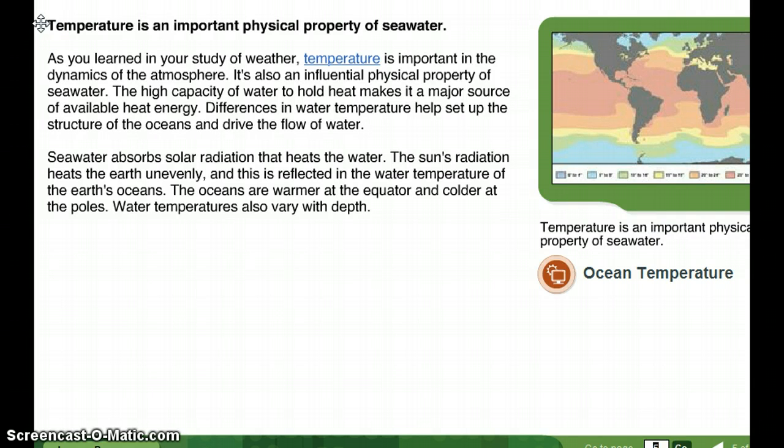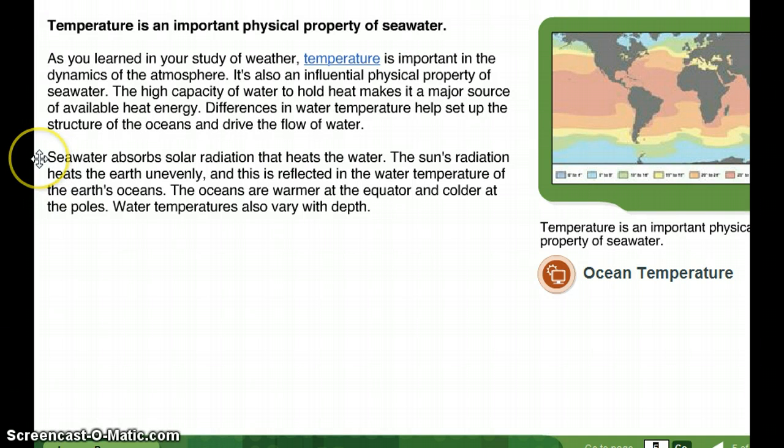Temperature is an important physical property of seawater. As you learned in the study of water, temperature is important in the dynamics of the atmosphere. It is also an influential physical property of seawater. The high capacity of water to hold heat makes it a major source of available heat energy. Differences in water temperature help set up the structure of the ocean and drive the flow of water.